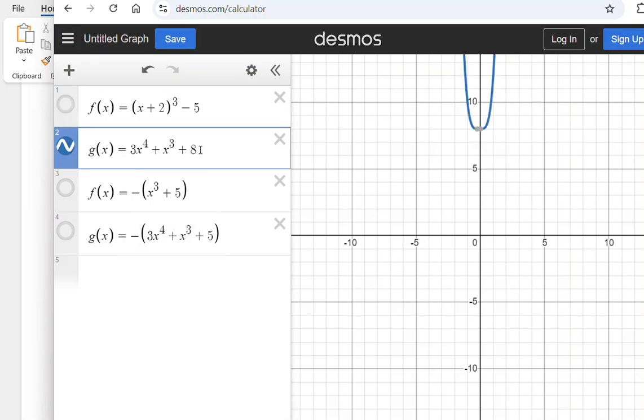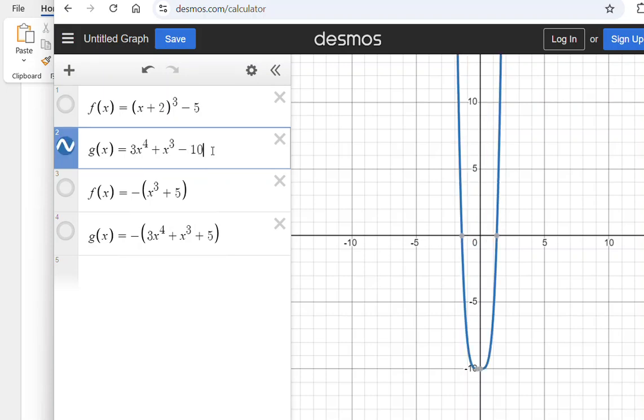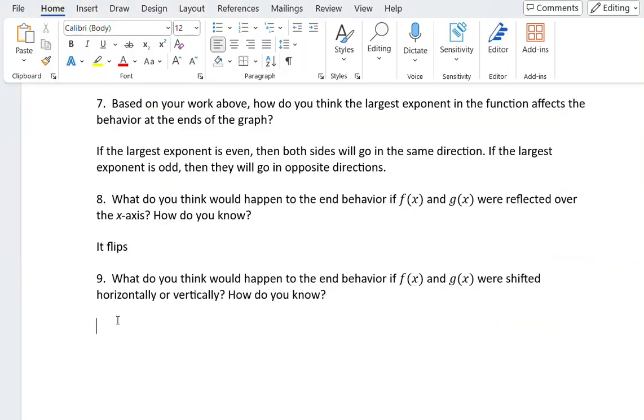to move the graph up or down. I could also change the number in front of x. This one would be a little bit trickier because there's two x's. I would need to change both. But I could do that to move it side to side. But still, I'm still going to have it so that both sides are pointing upward. So the end behavior does not change.